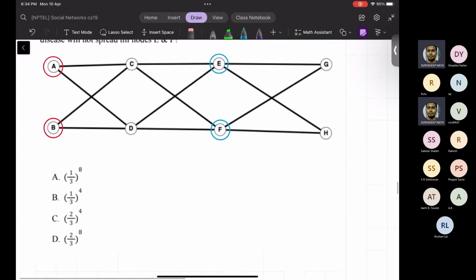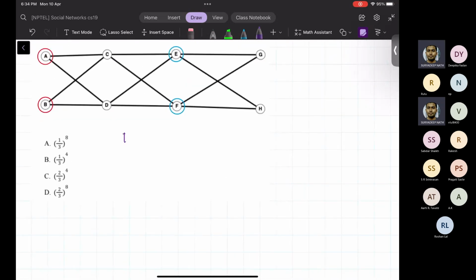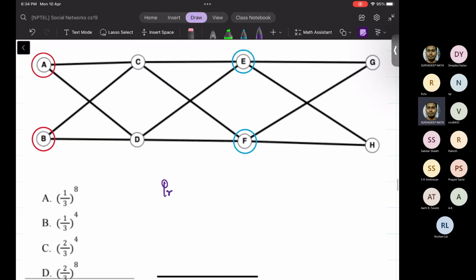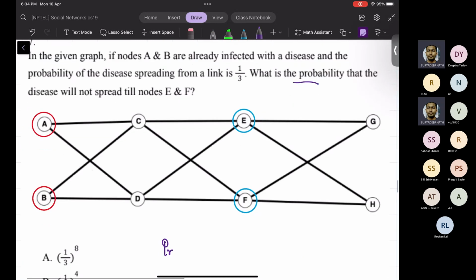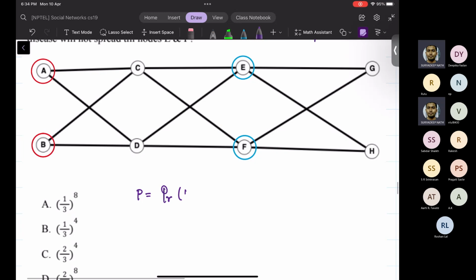So let us try to solve this question. Let us call this probability that the disease will not spread till E and F. It would be equal to probability E not infected into probability F not infected.